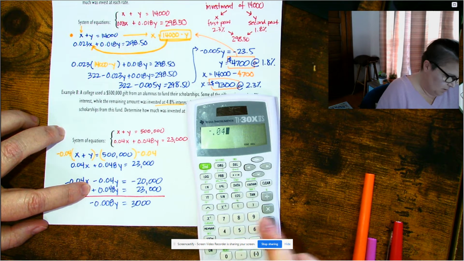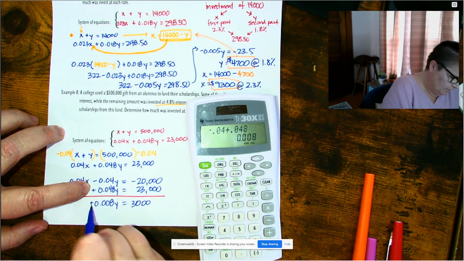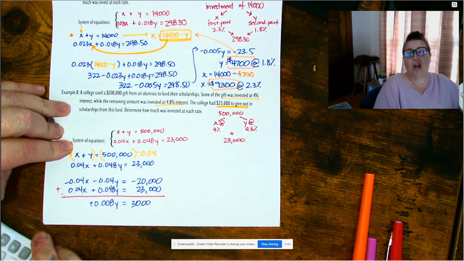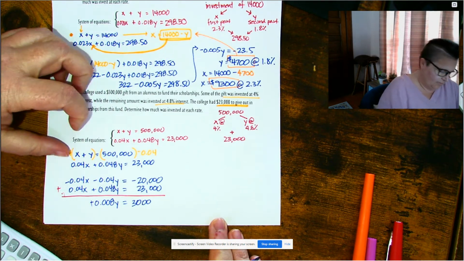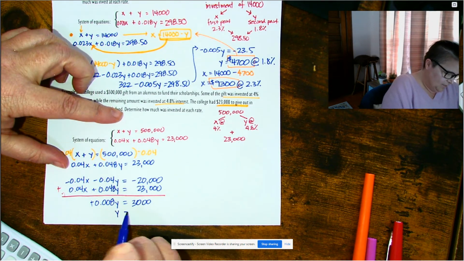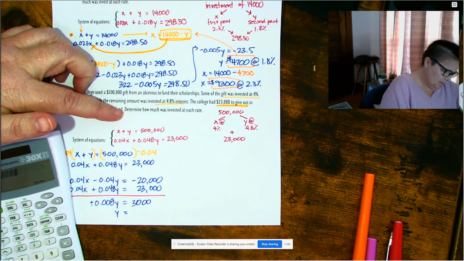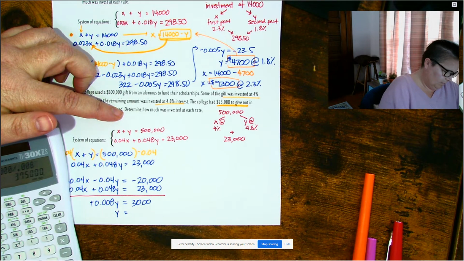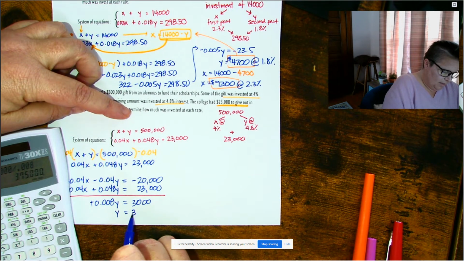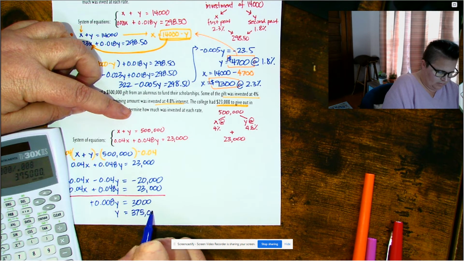Negative 0.04. Oh, this is plus. Okay. Sign error on Amy's part. Always takes a while to find. All right, now we're going to divide both sides by 0.008 to get y is $375,000.